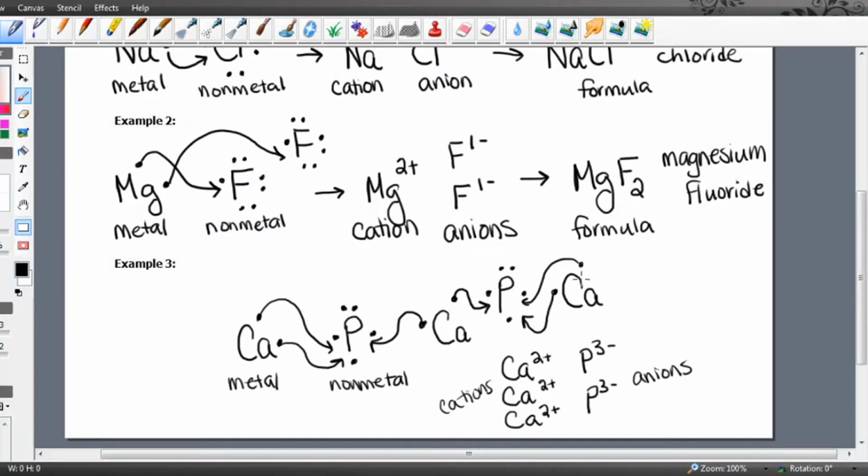Okay, so step 1 shows all the transfer of the electrons. Step 2 is showing my resulting ions and their charges. Hopefully those charges now cancel out, and I'm left with a formula of Ca3P2. Again, your subscripts are showing how many of each ion makes up that compound. So this is my formula. And the name for this particular salt is calcium phosphide.